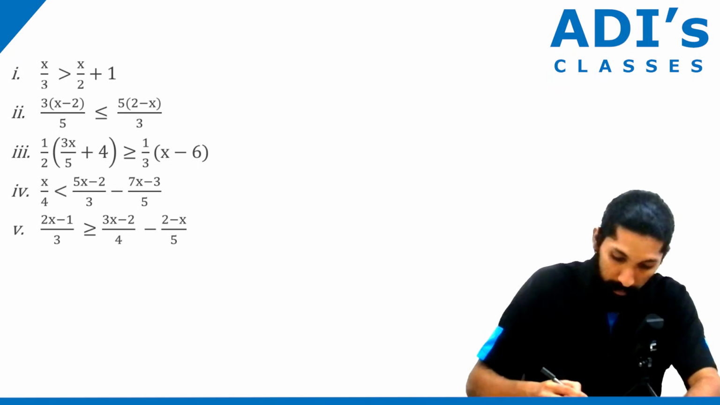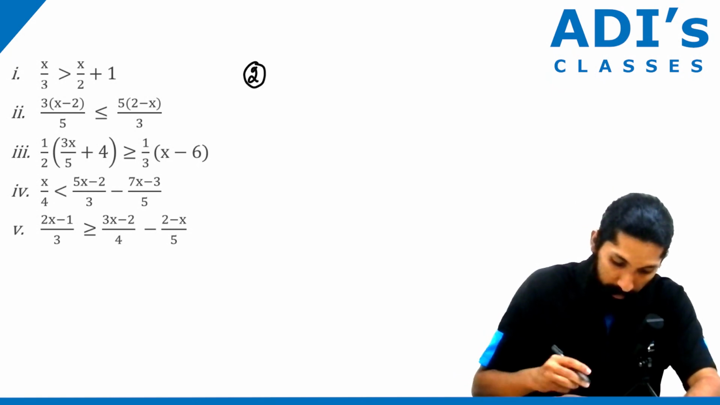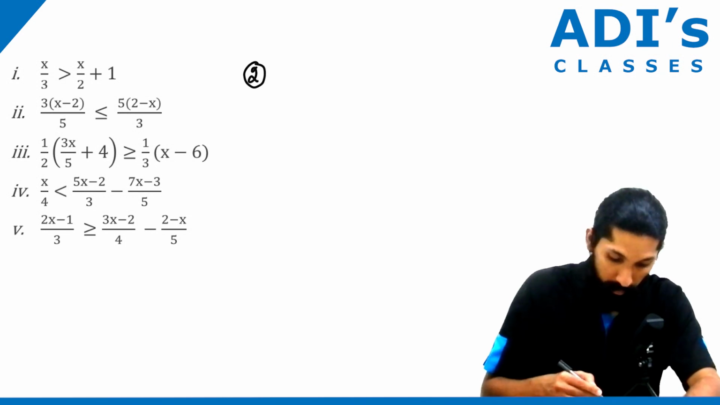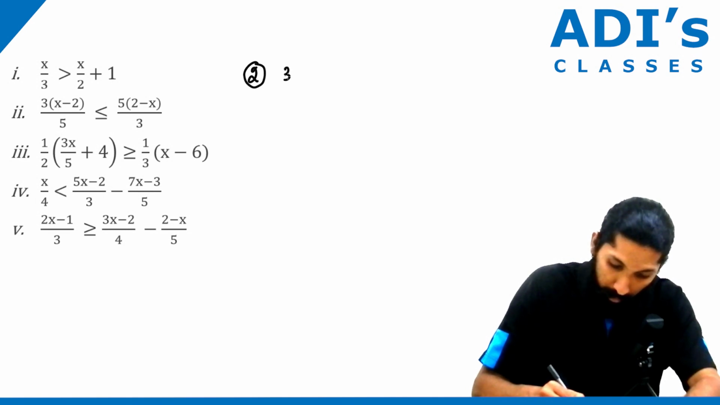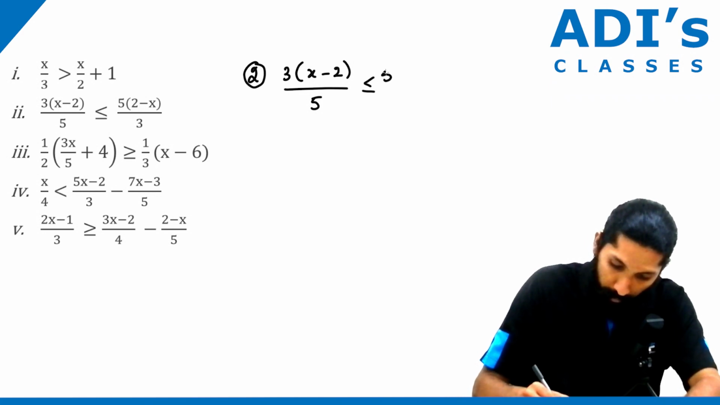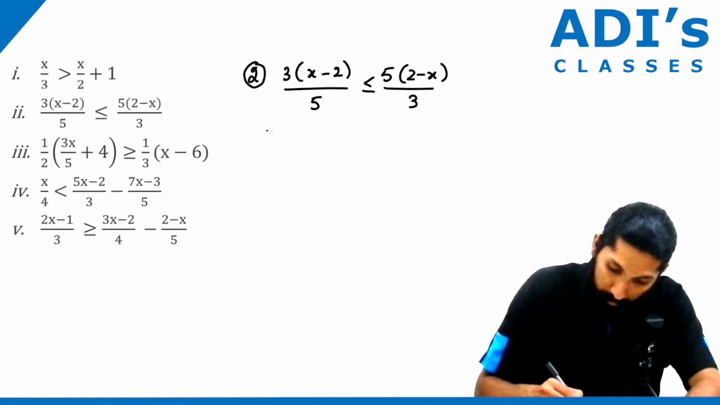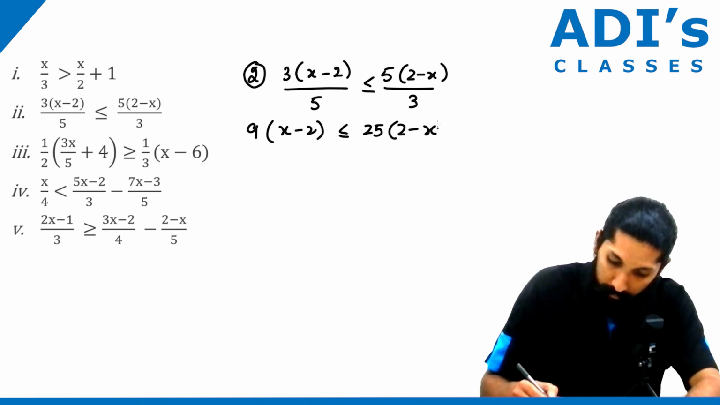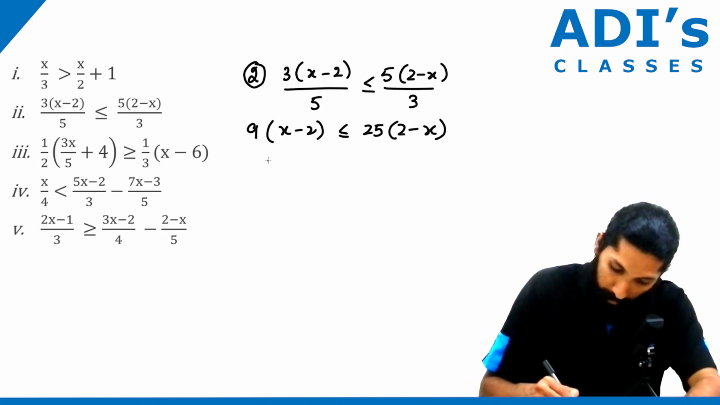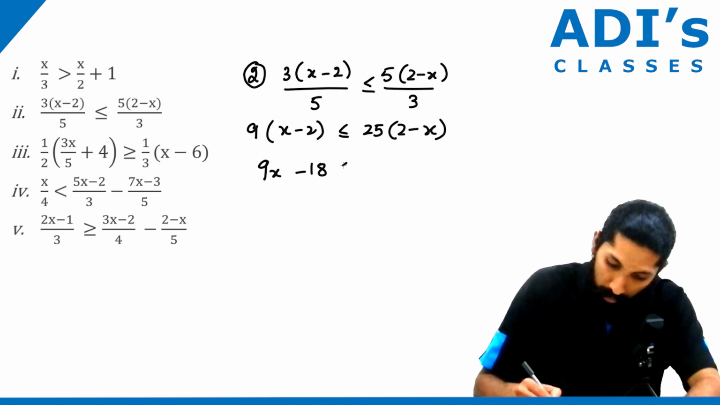Let's look at the next one. See the second question, right here. Again here, you cross multiply. 3 into x minus 2 divided by 5 less than or equal to 5 into 2 minus x divided by 3. Cross multiply. We get 9 times x minus 2 less than or equal to 25 times 2 minus x. Multiply: 9x minus 18 less than or equal to 50 minus 25x.